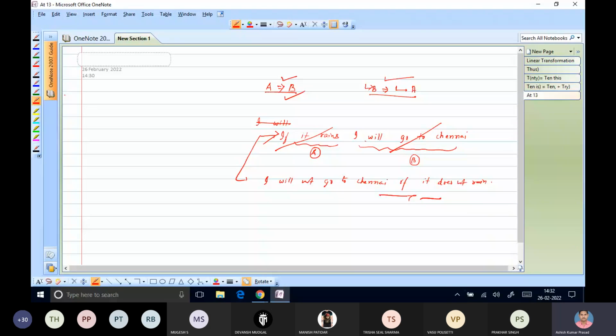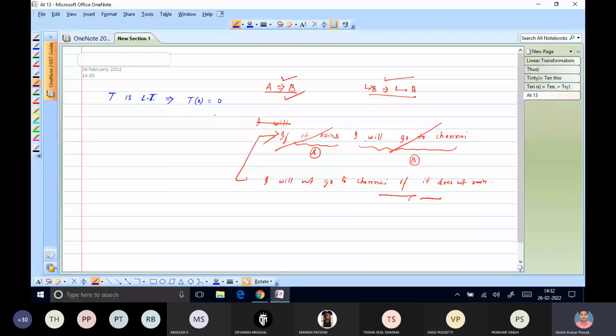In the same way, if T is a linear transformation, then this implies T0 equals 0.